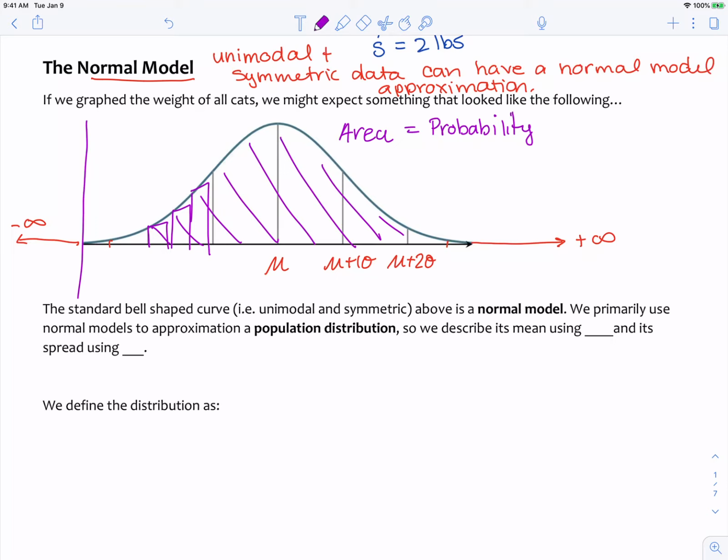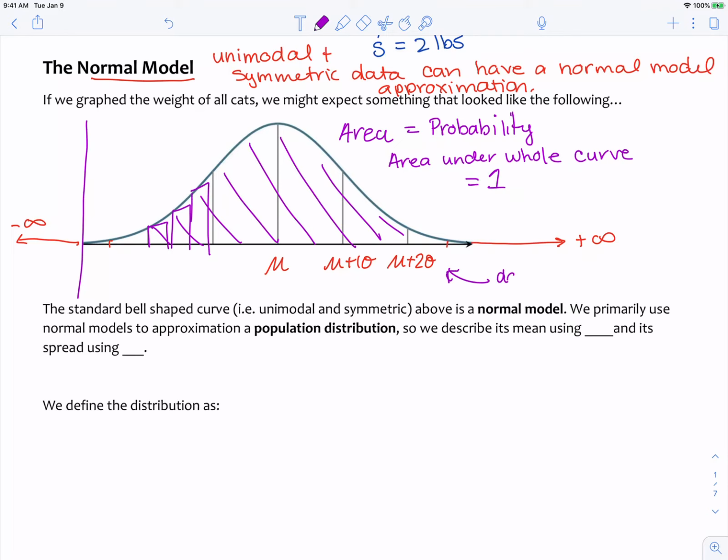And the area under the whole curve, so from negative infinity to positive infinity, is going to equal 1. So 100% of our outcomes are going to lie under that curve. So when we do normal model probability calculations, what we're doing is finding the area under the curve between two of our values. And the values themselves, right, that's what lies on the horizontal axis.